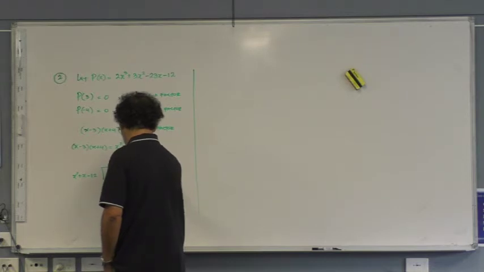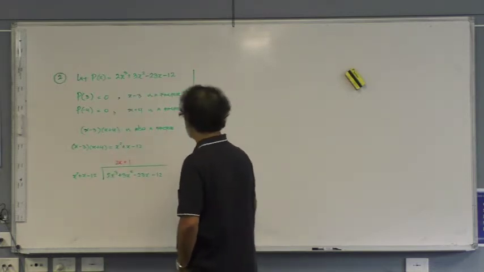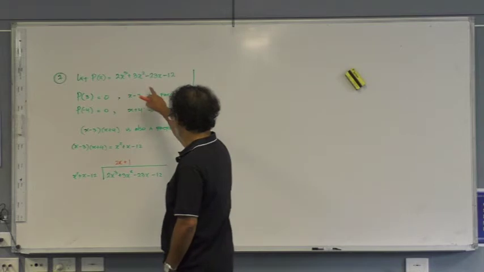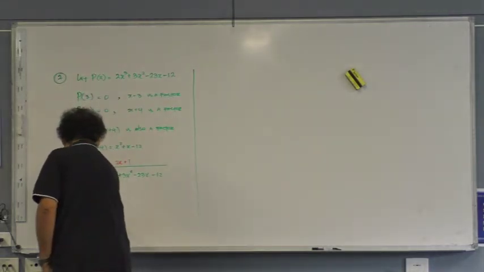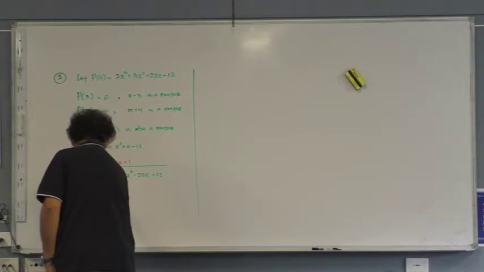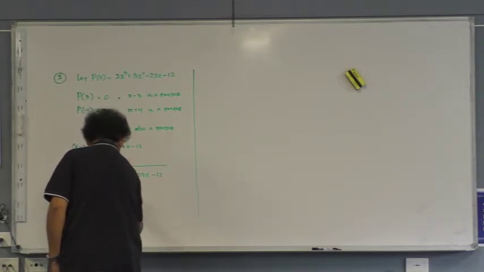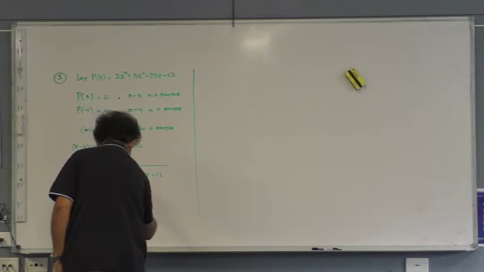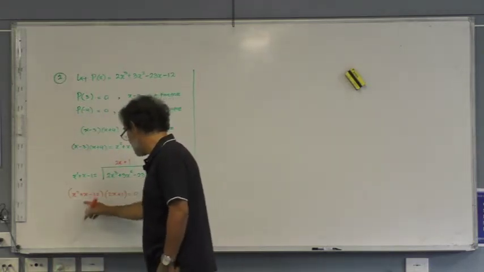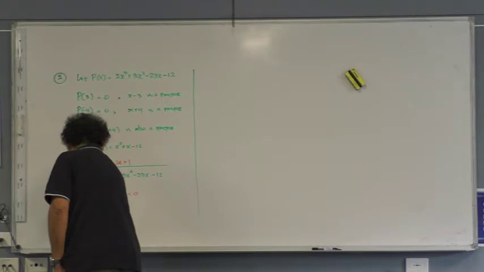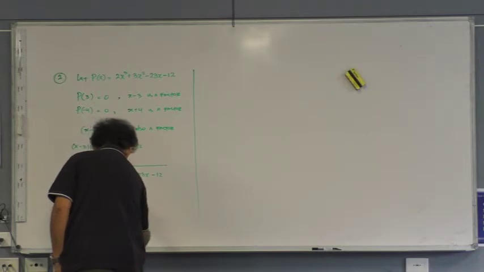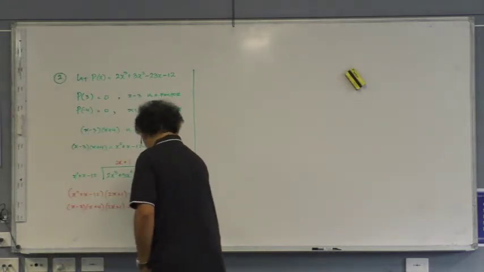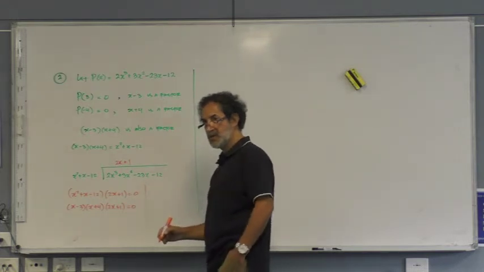Okay, so that means that the original equation is also equal to x squared plus x minus 12 multiplied by 2x plus 1 equals 0. And we know that this is equal to what we had before, so we have x minus 3, x plus 4, and then 2x plus 1 equals 0. And then from here we had the 3 zeros.